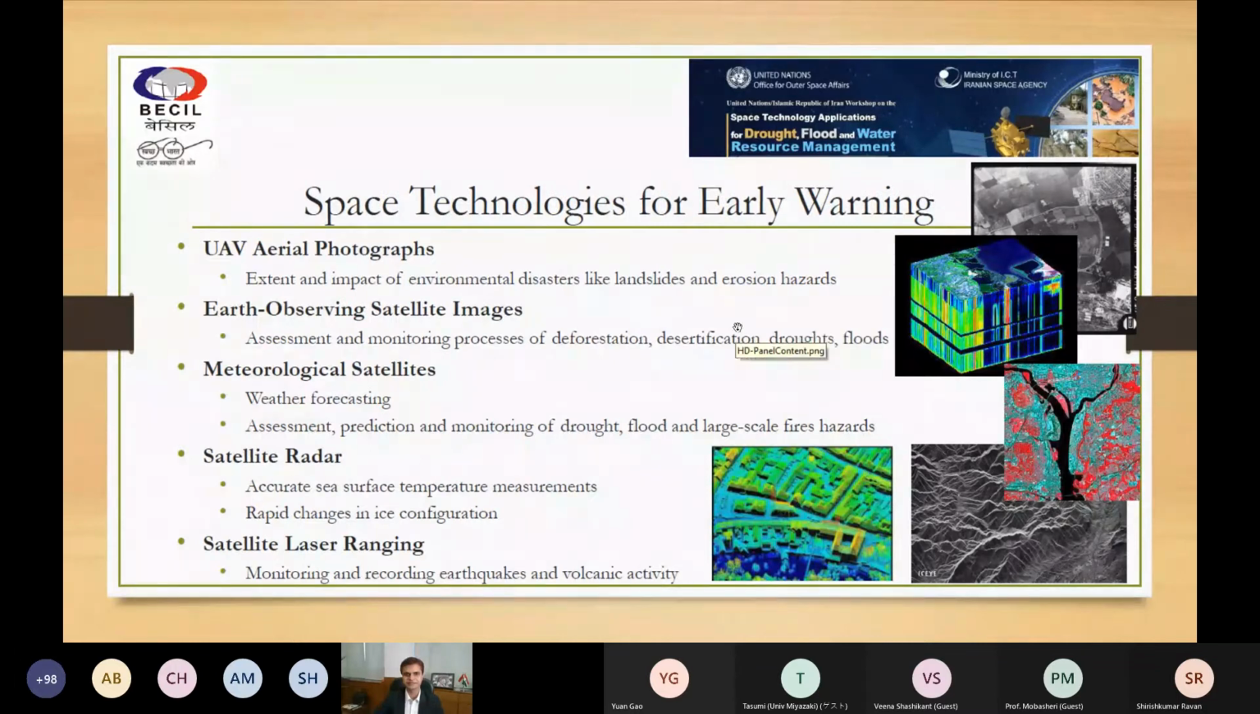As of now, the space technology for early warning in a global aspect, we know that UAV aerial photographs assess the impact of environmental disasters like landslides and erosion hazards. Then Earth observing satellite images help in the assessment and monitoring of deforestation, drought and floods. Meteorological satellites support weather forecasting, and the assessment, prediction and monitoring of drought, flood and large-scale fire hazards. Then satellite radars and satellite laser ranging basically monitor and record earthquake and volcanic activities.